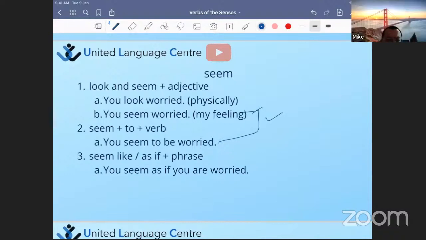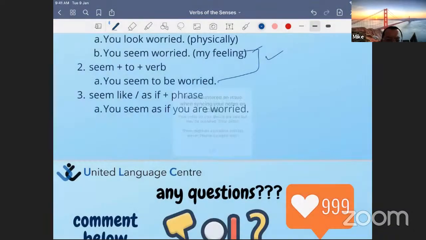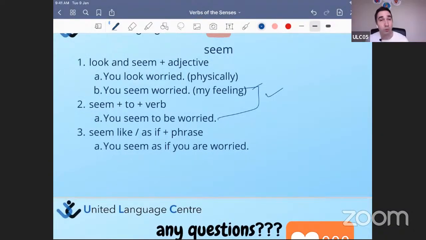And you seem like, you seem as if, you seem as though. Same meaning, right? You seem as if you are worried, or it seems as if you are worried. You look as if you are worried. You look as though you are worried. We can use all of those things.